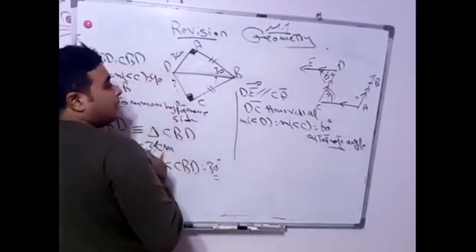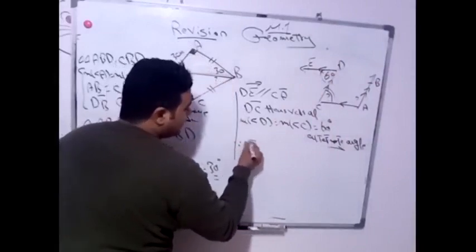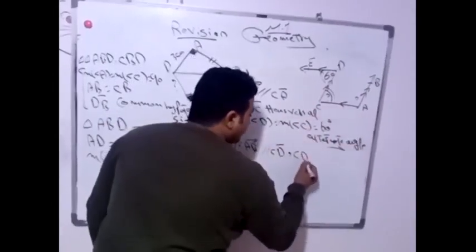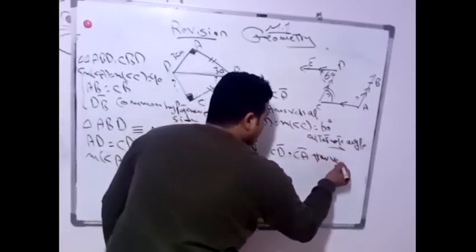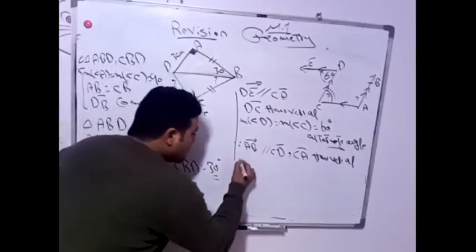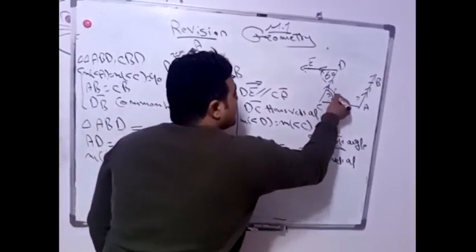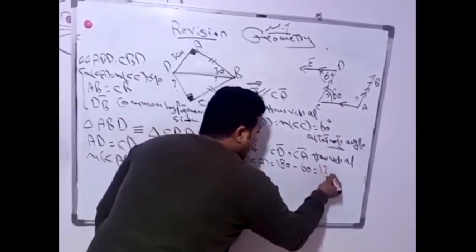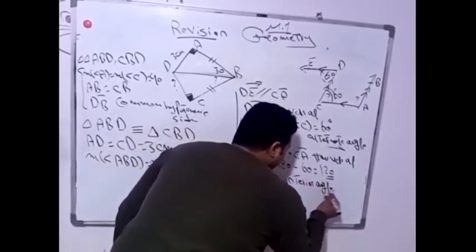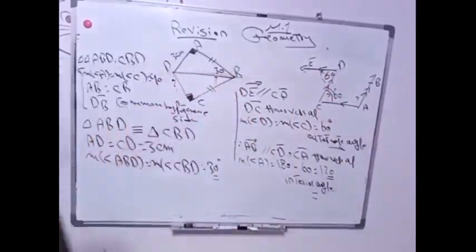Let's look at AB and CD. Since AB is parallel to CD, and what transversal here? CA transversal. So we have these two angles supplementary, the sum of them equals 180. So measure angle A equals 180 minus 60, equals 120, interior angle. Take care: in Z, alternate angles; in U, interior angles. This is my question now.